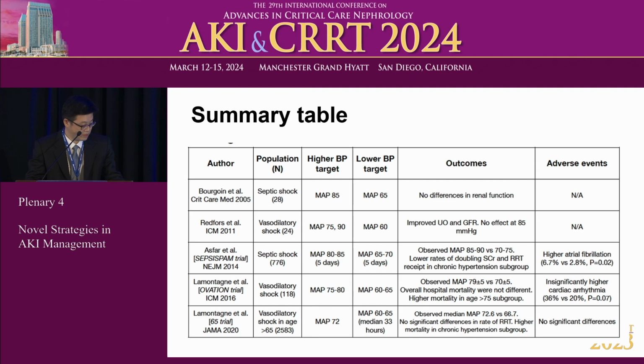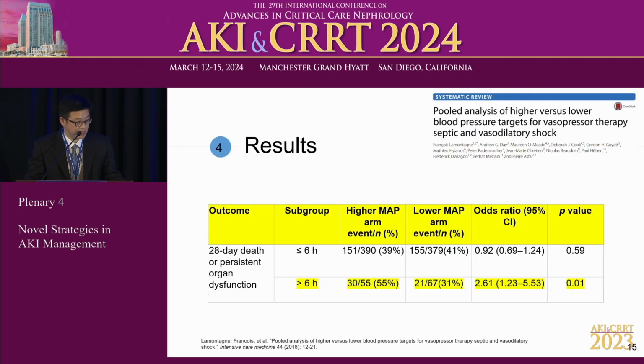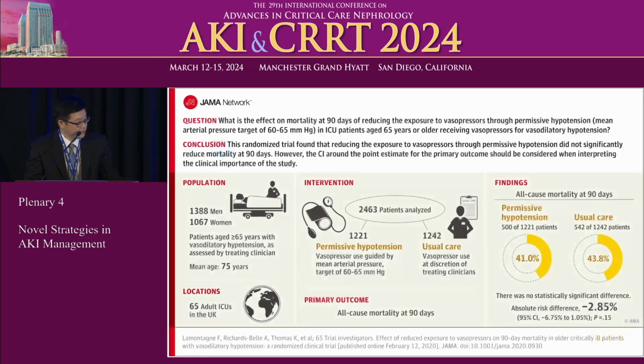This led to a subsequent pooled meta-analysis that also showed that in the higher MAP group there might be an increase in mortality, especially if the vasopressor target was studied for more than 6 hours. And then the most recent study, the 65 trial from the UK group, studied a population of elderly patients more than 65 years old in 65 ICUs in the UK. Again, they found no significant difference in mortality, but a significant trend of increased mortality in the group aged more than 75.